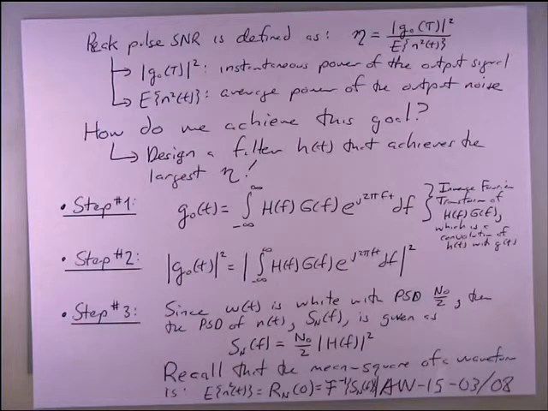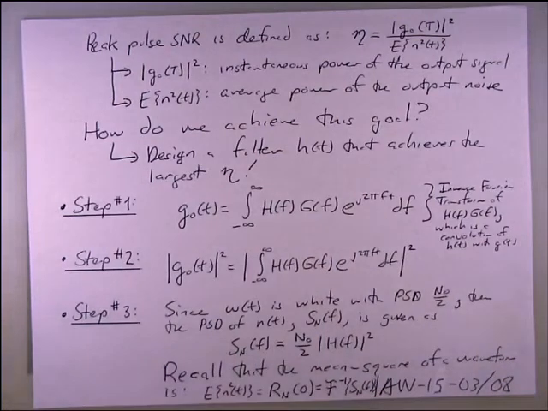So take your system, h of t, Fourier transform it. Now you have H of f. And then take your signal, g of t, take the Fourier transform of that. Now it's going to be G of f. Multiply the two together, and then take the inverse Fourier transform to get g naught of t, right? So all you have to do is take the product of the frequency responses of h of t and g of t, and then take the inverse Fourier transform to give you the output. Now remember, what is the definition of the peak pulse SNR? Magnitude squared of g naught of t. So let's plug in, what is g naught of t equal to? It's equal to this integral expression.